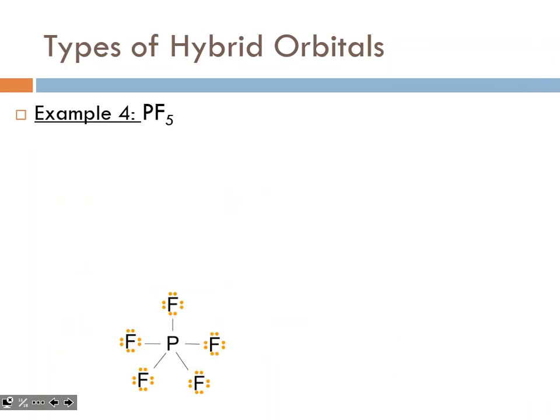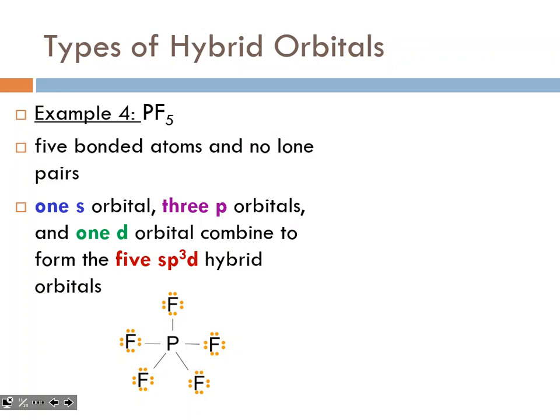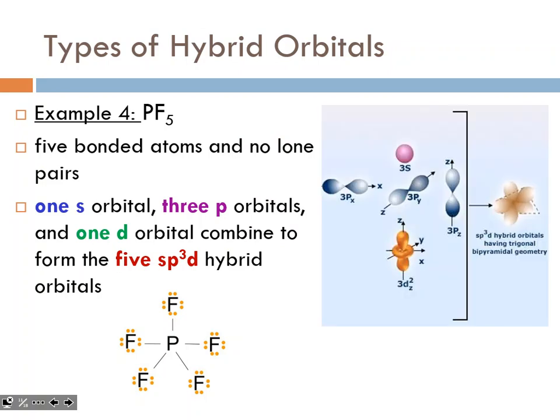Last but not least, we have to look at an expanded octet one, PF5. So here, 5 atoms attached. So we have 5 bonded, no lone pairs. We have 1 S, 3 P's, and now 1 D that has to merge in. So remember, we have 1 S orbital, 3 P orbitals, and then we have 5 D's. Well, in order to make this one work, 1 of the S's with the 3 P's, then you have to add in a D to make the merge happen. And now you're going to have 5 sp3d hybrids.